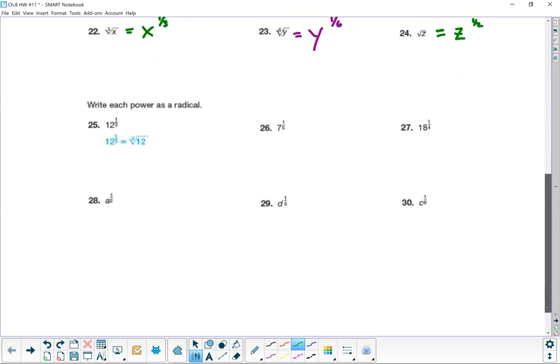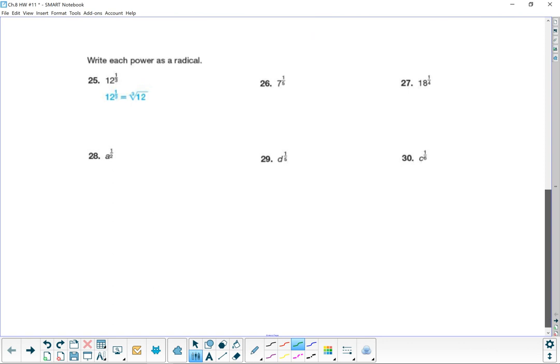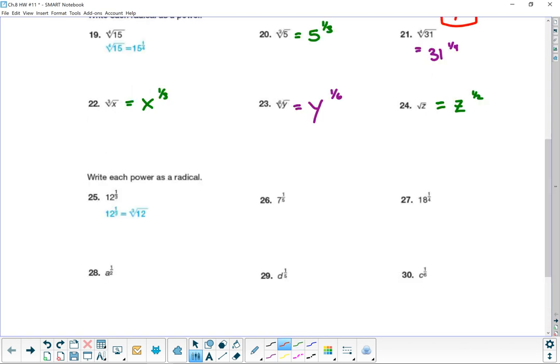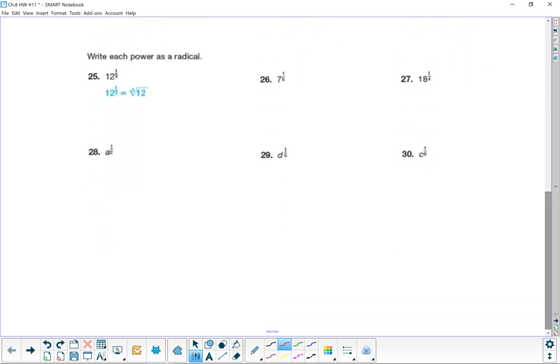And the last 5. Now you can write each power as a radical, and number 25 is already done for you. If you look at it, it's just exactly the opposite of what we did. So 7 to the 1/5 means it's the 5th root of 7. That's all it is. 18 to the 1/4 means it's the 4th root of 18.